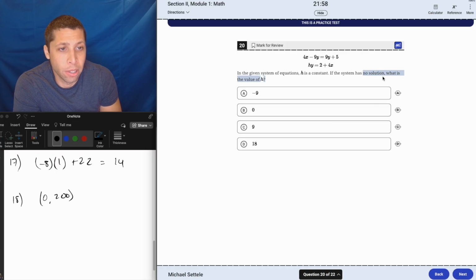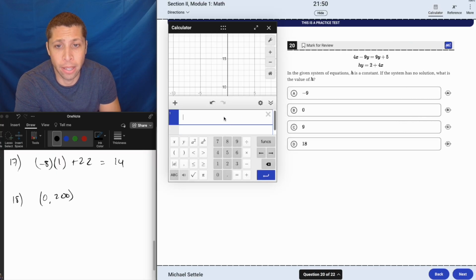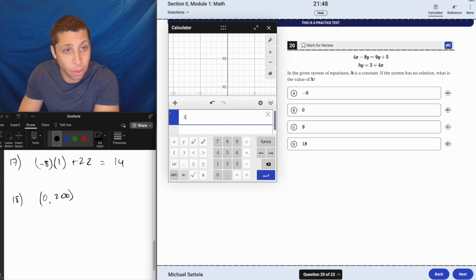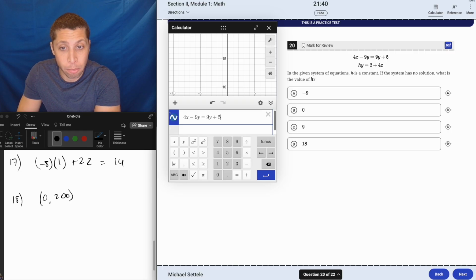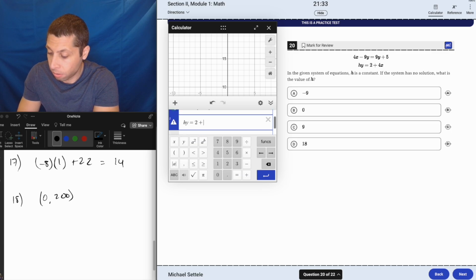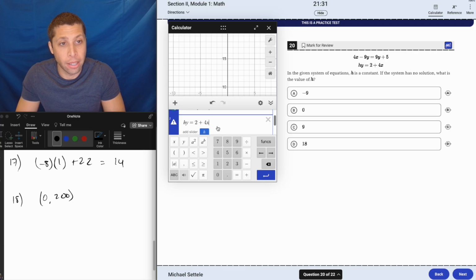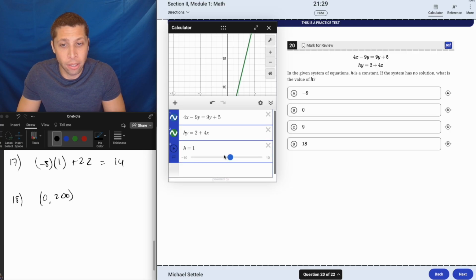No solutions. Okay, so this is telling me that these are lines that are parallel. Since this is a guess and check situation, I'm not going to do any algebra. Let's just type it and watch with our own eyes the lines being parallel or not. 4x minus 9y equals 9y plus 5, so hy equals 2 plus 4x. Add a slider for h, and then just type it.